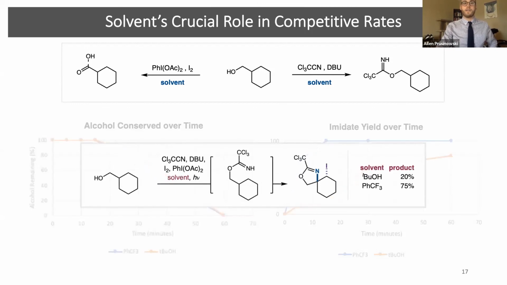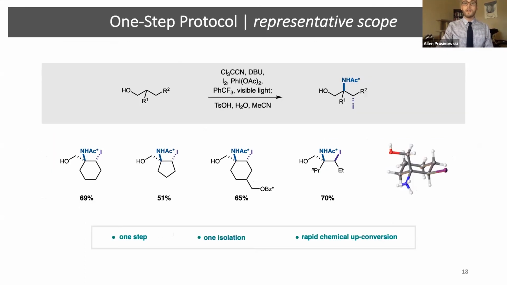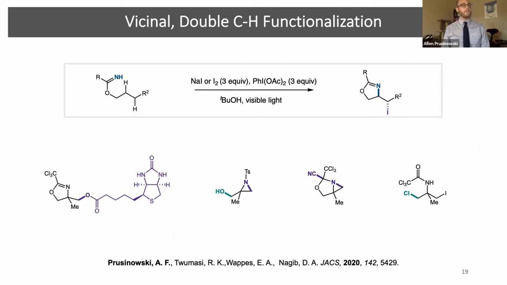And this plays out in our reaction when we subject alcohol to chaperone and oxidant at the same time. After 24 hours, we see only 20% in the case of tert-butanol and 75% in the case of trifluorotoluene. And we've been able to show this on a variety of alcohols, and using X-ray crystallography, we've been able to show the trans stereochemistry of our products. So hopefully today I've been able to convince you that we've come up with a pretty good way of performing vicinal CH functionalization of alcohols, and we've gone to a pretty wide range of interesting molecules using this protocol.